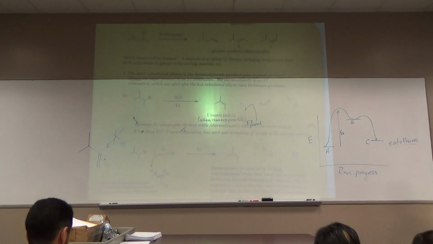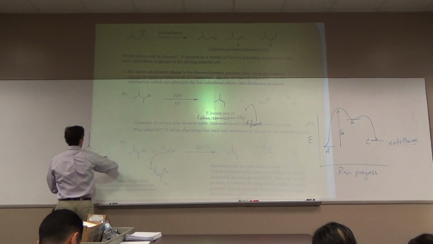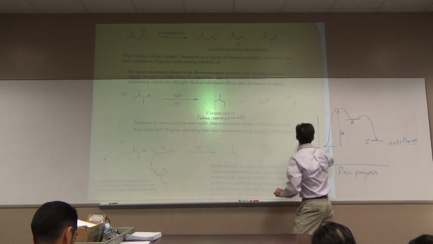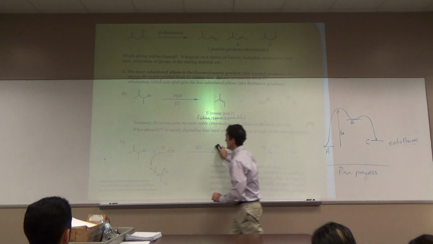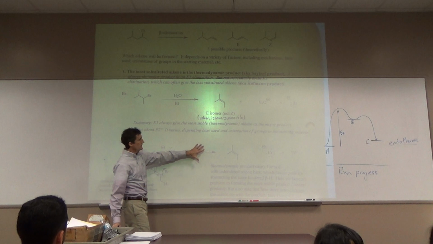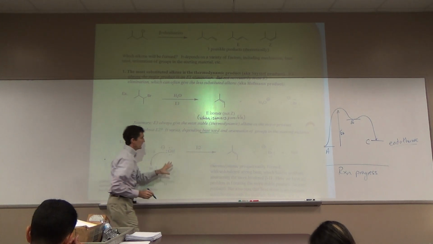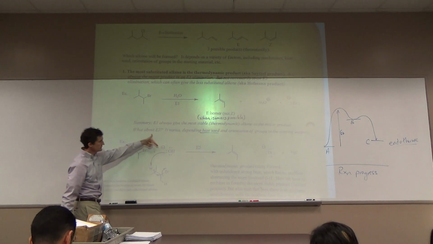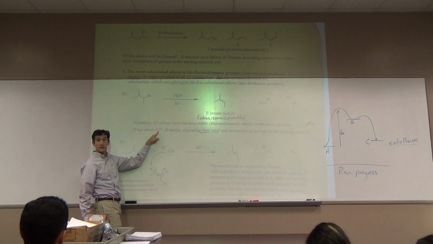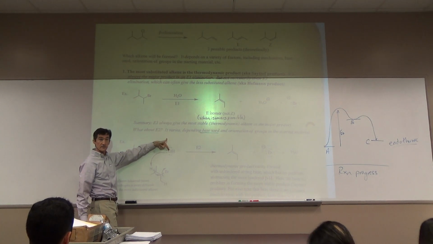What about E2? Depends on the product. First thing we'll look at is base dependent. Depends on the base used. Look at these two examples. Here, we're using hydroxide. First off, we're doing E2, so we must have a strong base, right? E2 requires a strong base. Hydroxide is a strong base. It's an anion.